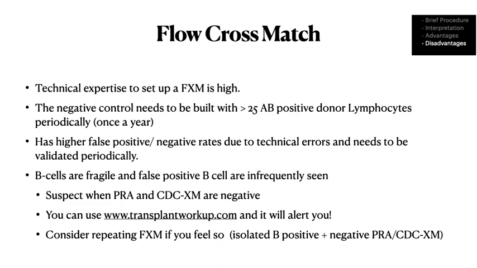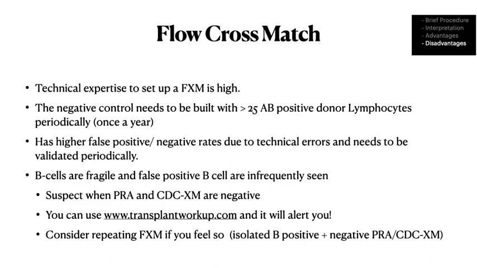And technical expertise, these are the disadvantages. The technical expertise needed for a flow cross match is very high. The negative control needs to be built with more than 25 AB positive donor lymphocytes, periodically, once a year. So the negative control ideally needs to be done based on the locally available donor cells. This is essential. If the labs don't do this, then you may get wrong values. It has high false positive and negative rates due to technical errors, and hence it has to be validated periodically.